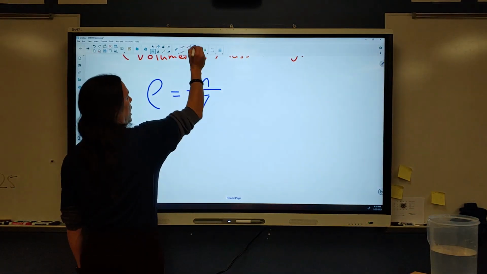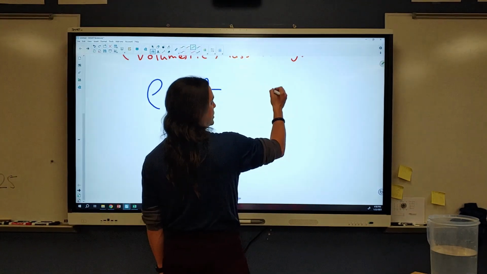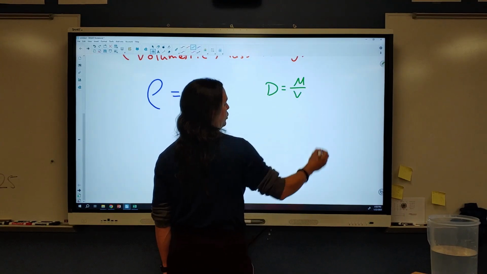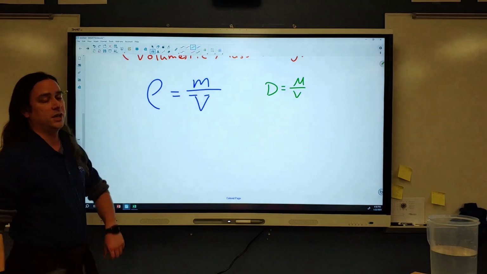Now, there are a few things that I'm going to bring up on this. In fact, I'm going to switch the ink color to emphasize the difference on this. Many of you may have learned the following. D for density equals mass divided by volume, M divided by V. These are saying the exact same things.